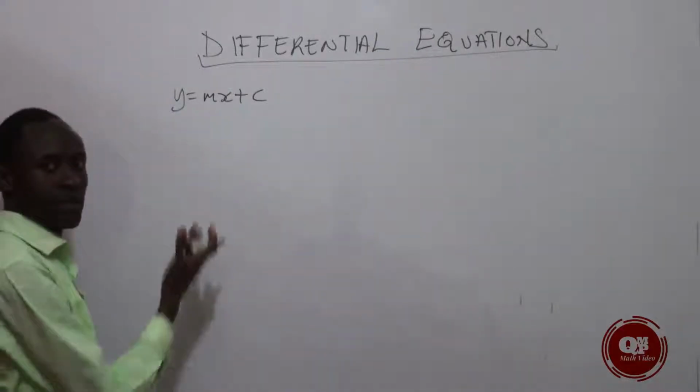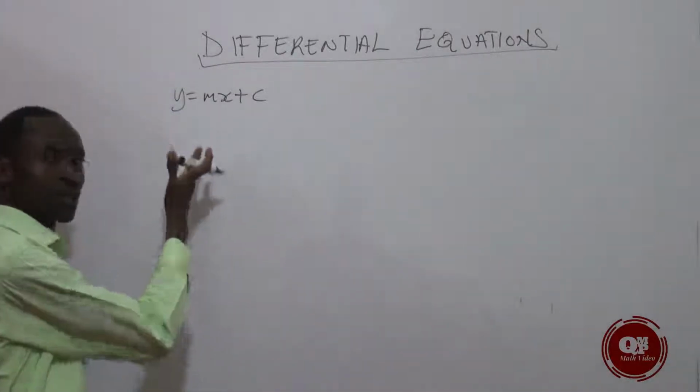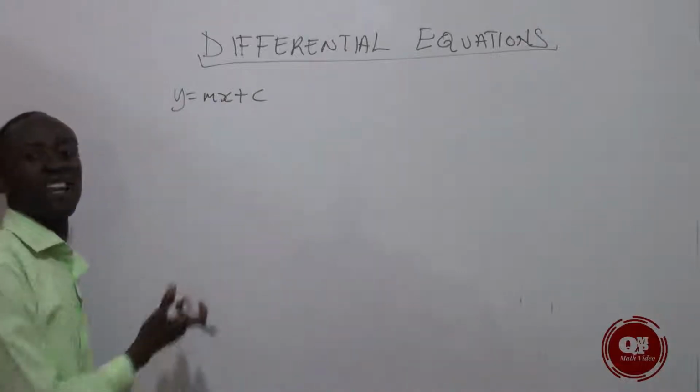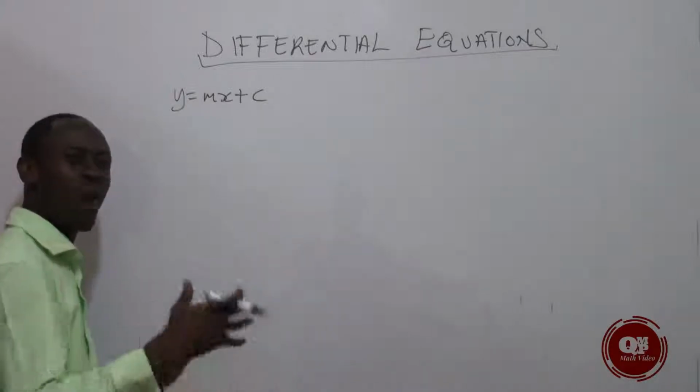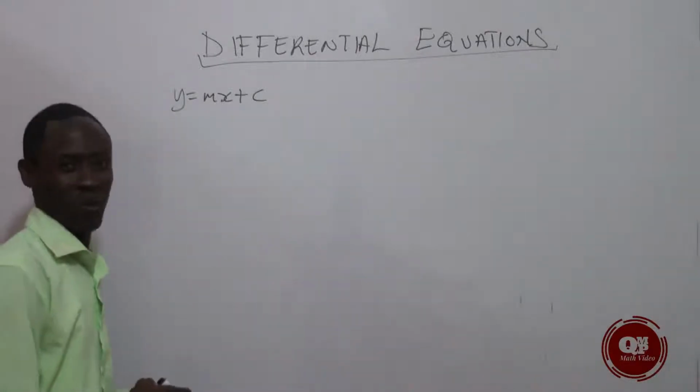Now, we all see this equation. We are used to this equation. This is just the equation of a line. But let's see if we can have another way of writing this same equation.